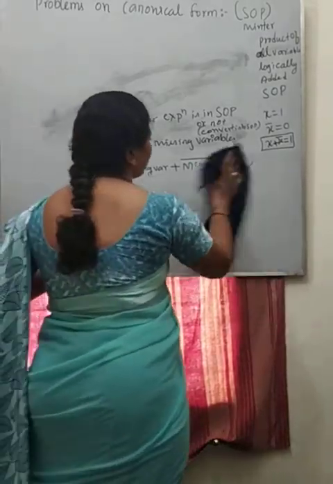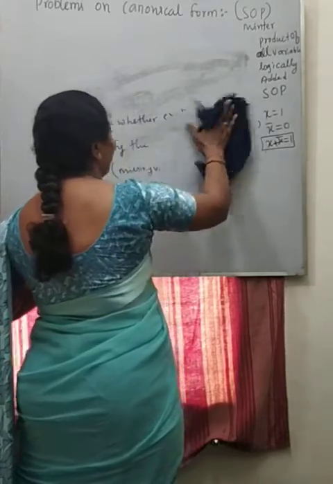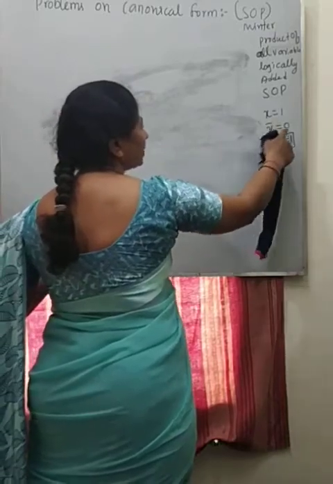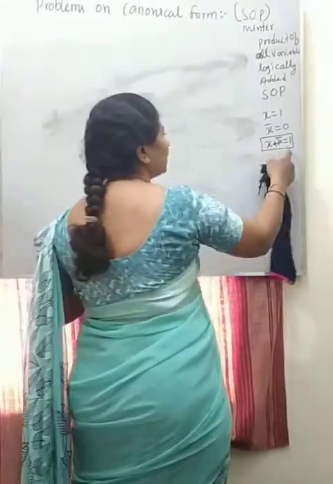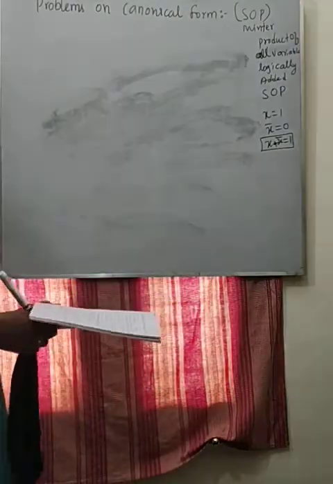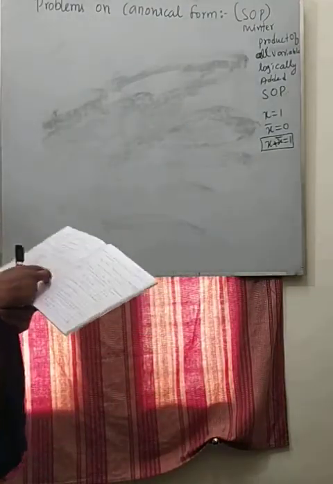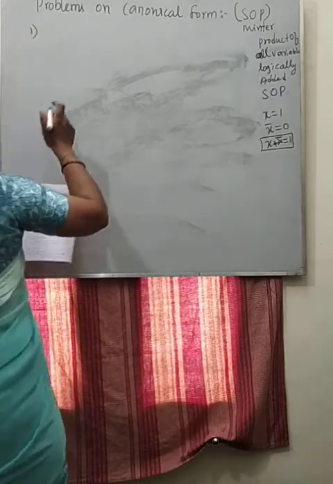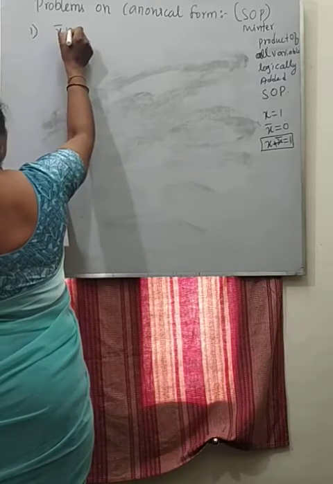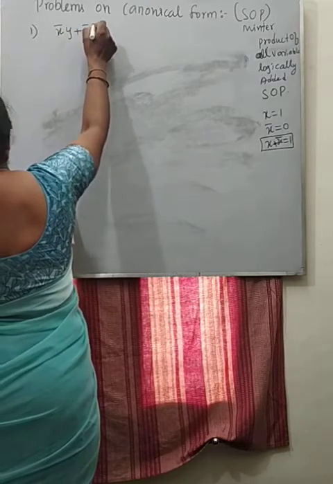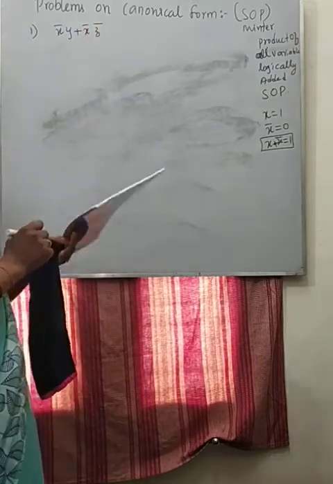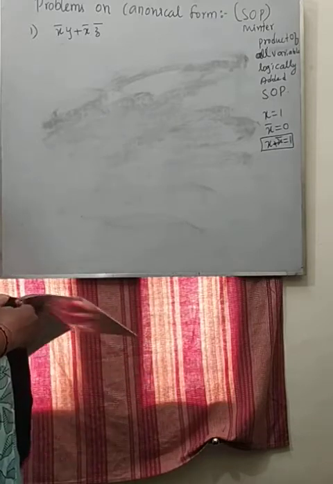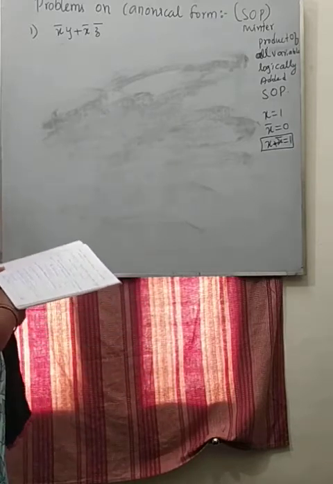First we'll move to SOP, then we'll go to the POS. In the SOP, x is 1, x complement is 0, x plus x complement is equal to 1. Based on that, we are going to solve the problems. Okay, first problem. X complement y plus x complement z complement, convert into canonical form of SOP.